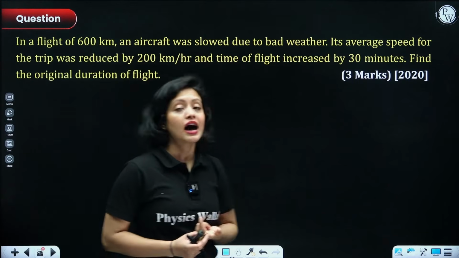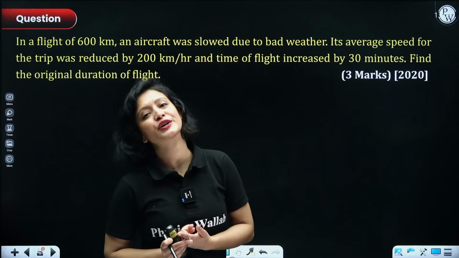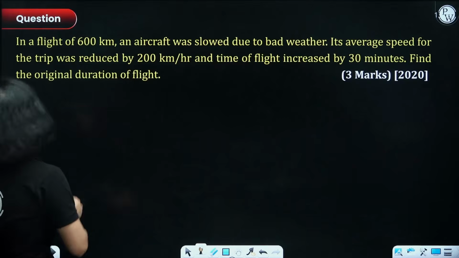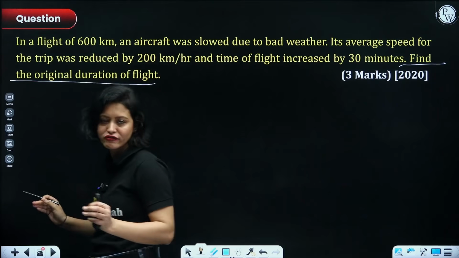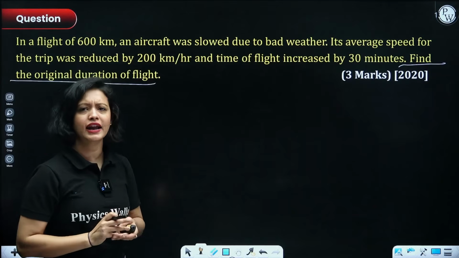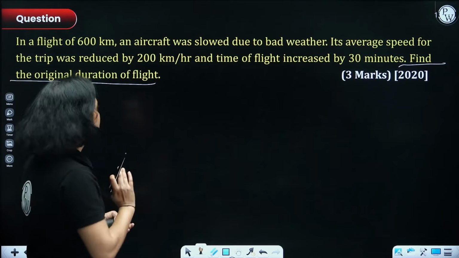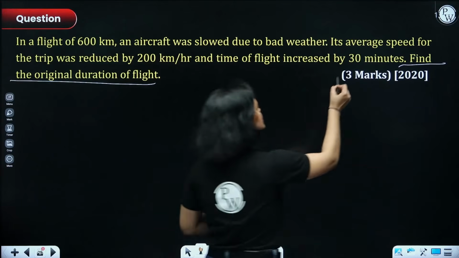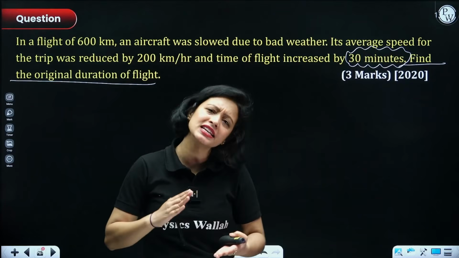Here they are not asking you to find the speed of the flight. They are asking you to find the original duration of the flight. No worries. This is the part where a lot of people get confused. You have to find the original duration of flight, not the speed. So a lot of people think, okay, let me take the original duration of flight as x. And you can do that, there's no problem with that. But we already know the concept of time easily, and we know that here the relationship is given between times. So let me take speed as x only.